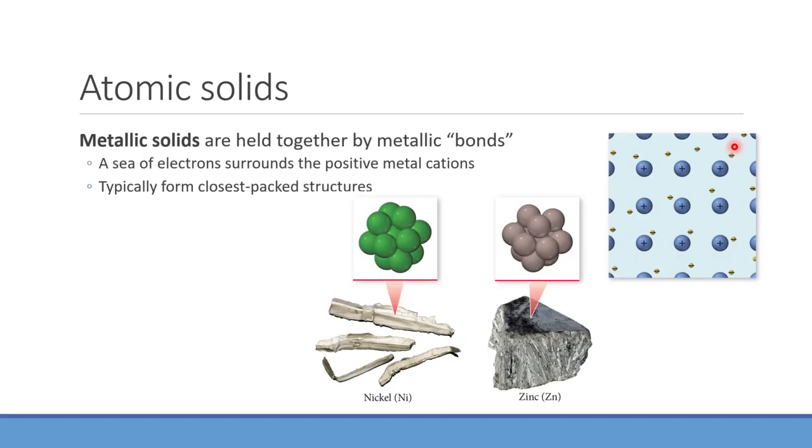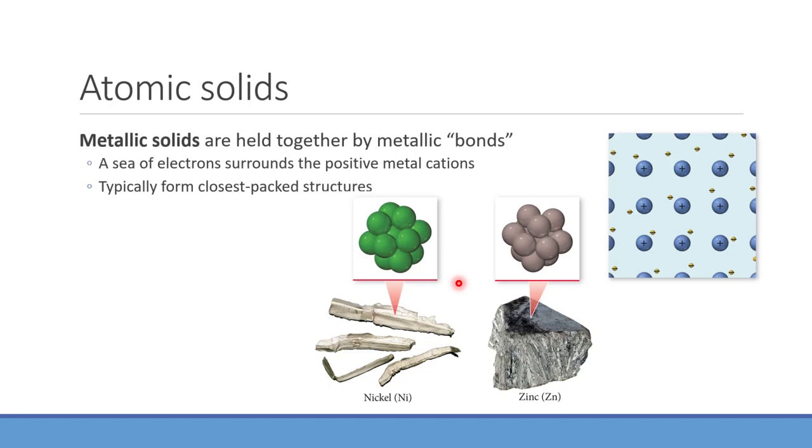For metallic solids, these are held together by what we call a metallic bond, which is basically metal cations surrounded by a sea of electrons. A bunch of marbles with peanut butter smeared on them would be a way to visualize this. And they're not directional, so they can pack together just like a bunch of marbles might. And so they will crystallize in the closest packed structure they can.